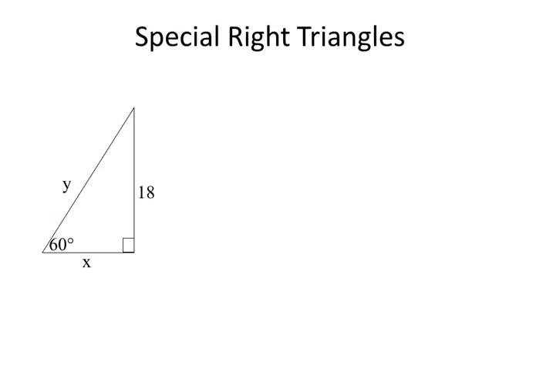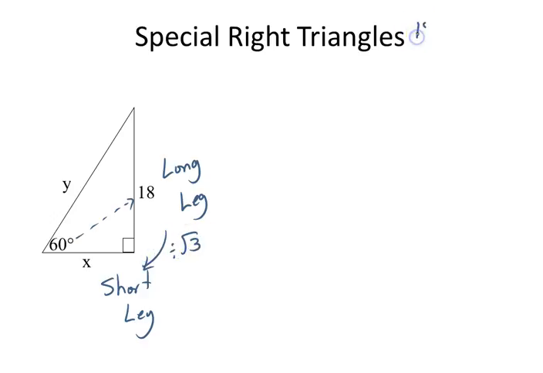Let's take a look here. I've got the long leg to start with, and I know it's the long leg because it's opposite the 60. I want to go to the short leg first because, again, you never go from the long leg to the hypotenuse. So to go this way, I have to divide by radical 3. So I'm going to do that math up here. I've got 18 divided by radical 3.